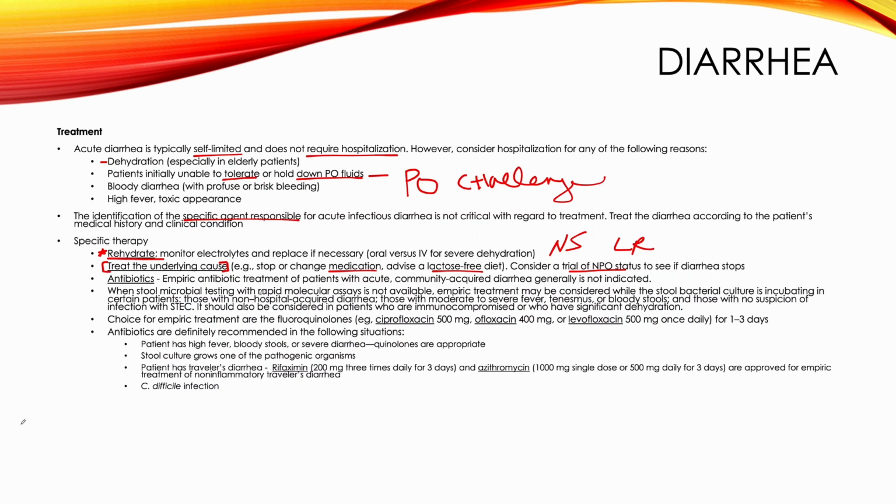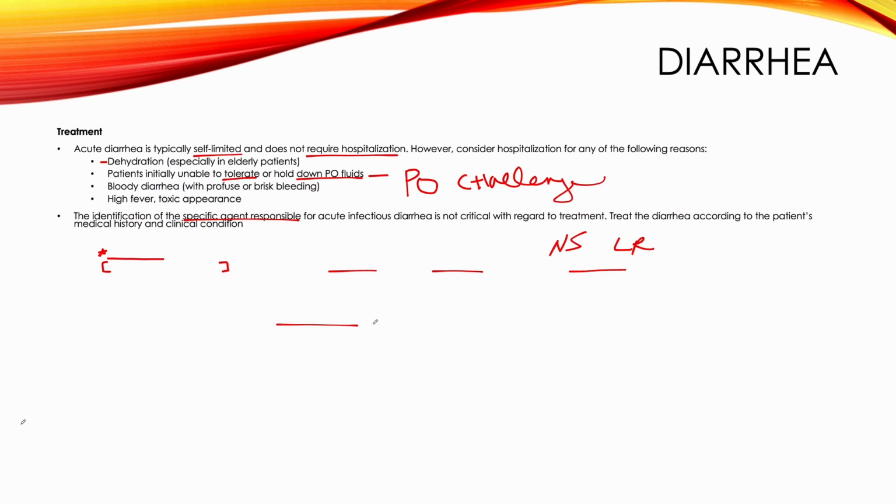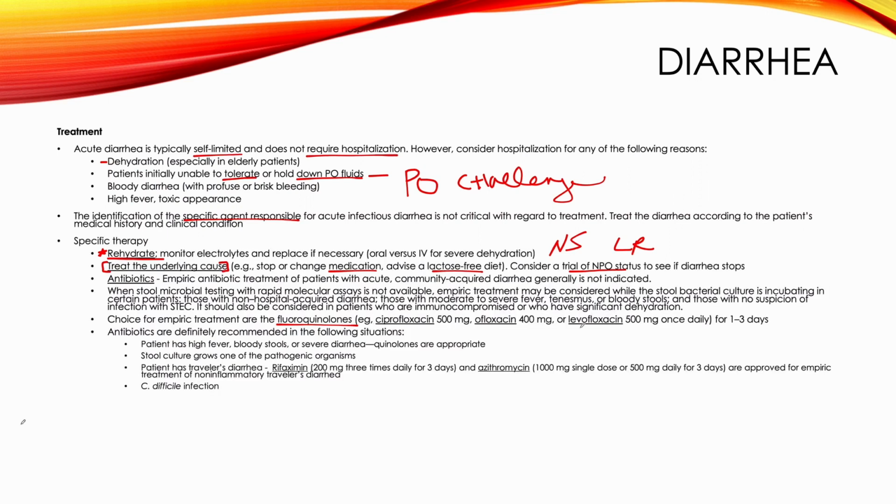In cases when you don't have access to those rapid PCRs for stool studies, you can consider empiric treatment, especially if you're sending off stool cultures and waiting for them, and in patients with more severe illness, you would definitely consider starting empiric therapy. And some of the best empiric therapies are going to be fluoroquinolones like Cipro. That's usually kind of our go-to, Cipro.